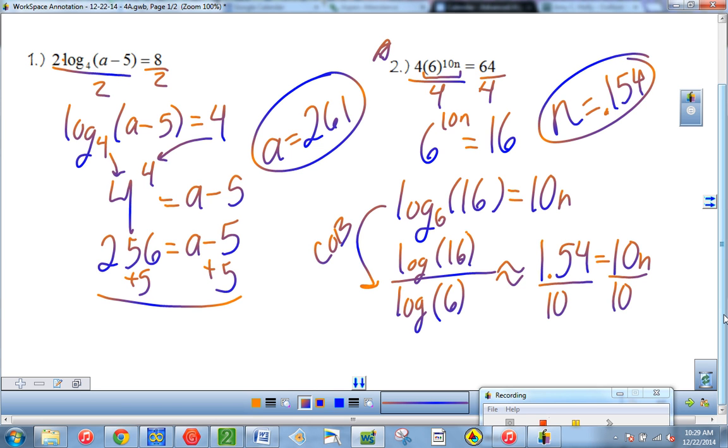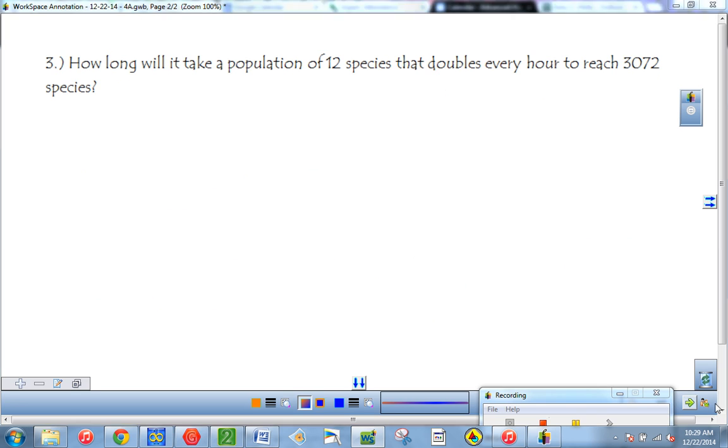Should we get the word problem? How long will it take a population of 12 species that doubles every hour to reach 3,072 species? What does that kind of remind you of? We've done problems like this. We did recursive stuff with it. What's happening here? What's your initial value? It's a 12, right? That's my starting value.